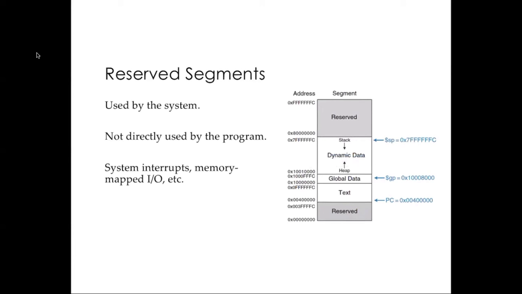Finally, there are the reserved segments at the top and bottom. These can't be used by your MIPS programs. The operating system has to live somewhere on the machine, and this is where it puts its information.